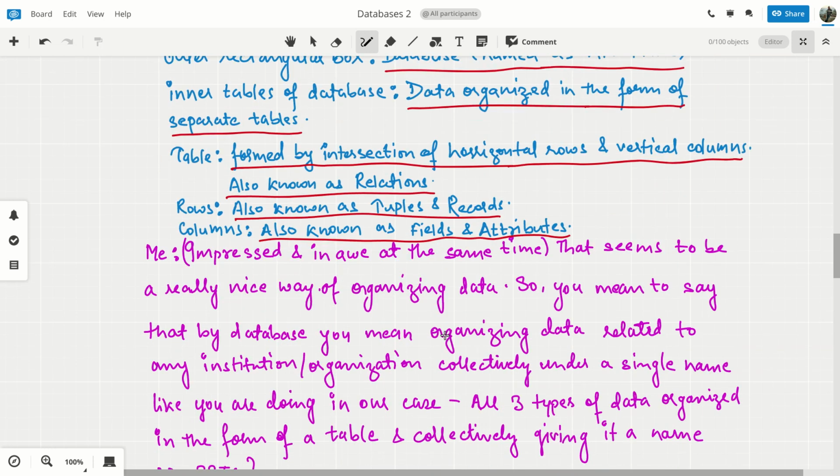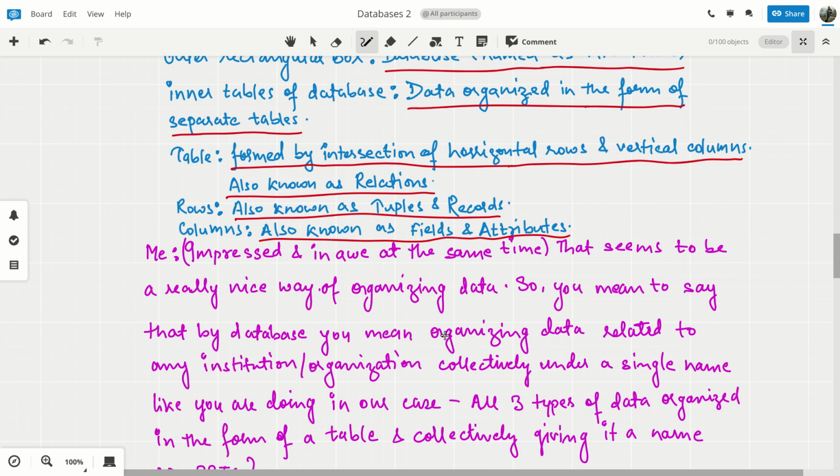So I was really impressed and sort of in awe at the same time, and I asked further. I said that this seems to be a really nice way of organizing data. So just to make sure that I understood her correctly, I reiterated my point.